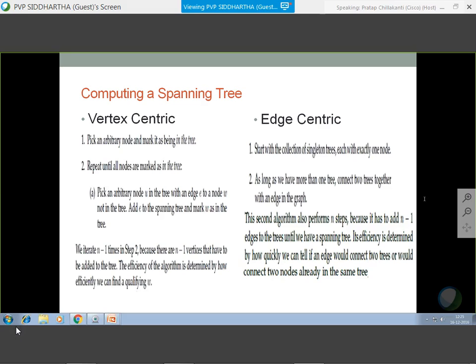We'll see how those two algorithms work in the next class. And then we'll also see which one can be used where. Where do you use Prim's algorithm and where do you use Kruskal's algorithm? So we'll take a look at those things.